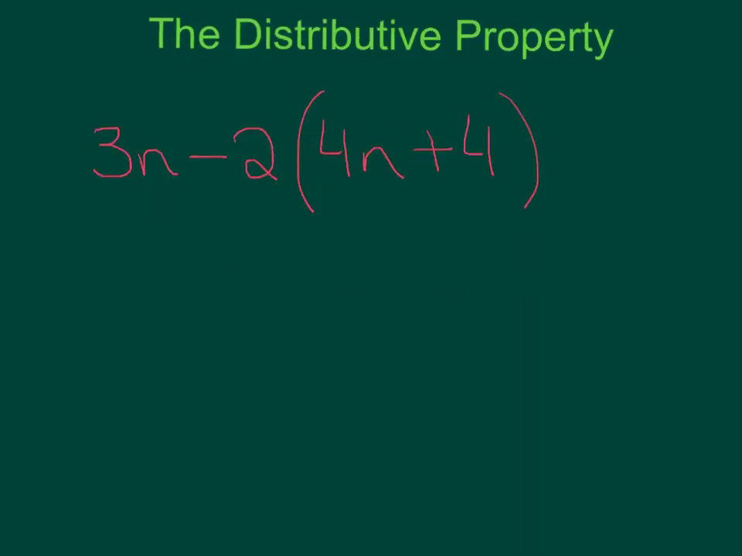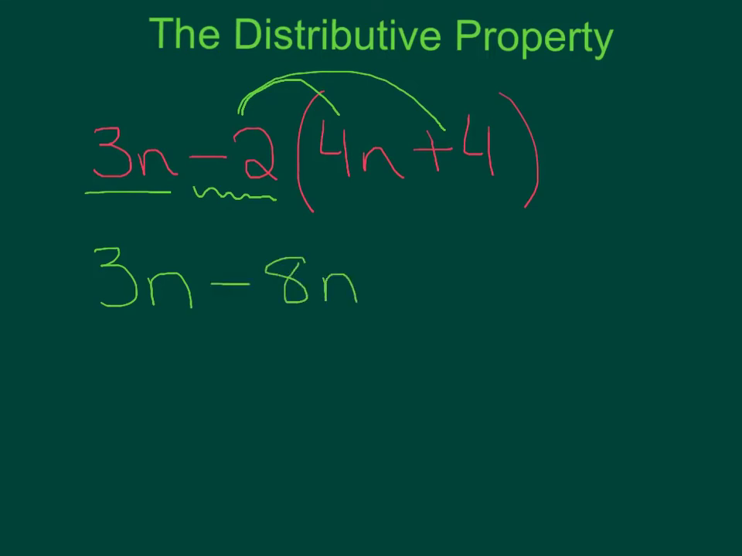Here's our last example using the distributive property, and this one has a couple of steps to it. So first you have this 3n that's way out in front, but it's this subtraction of 2 that's right in front of the parentheses. And you are actually going to take the sign in front of the 2 and think that you're going to distribute a -2. So the 3n will come down, and then -2 times 4n is -8, so -8n. And -2 times 4 is -8, so -8.